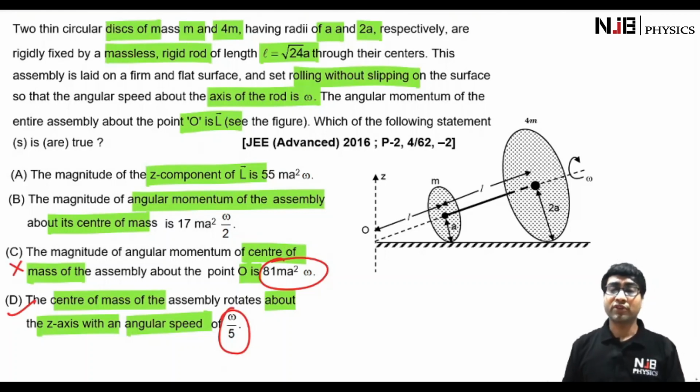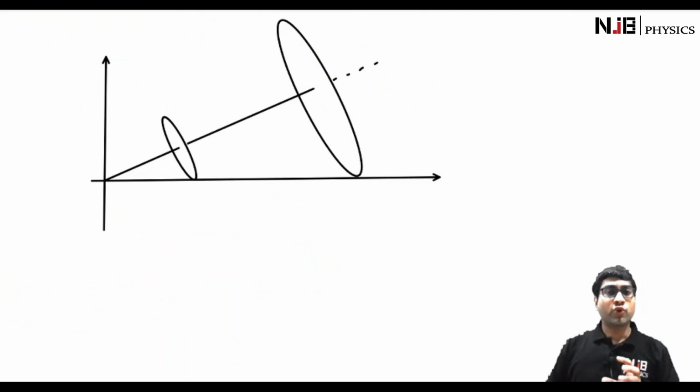And now let's solve for option B, in which we have to find the angular momentum of this entire assembly about the center of mass. So let's see how we are going to find the angular momentum of this entire assembly about its center of mass. In this assembly, this is where you have your center of mass.